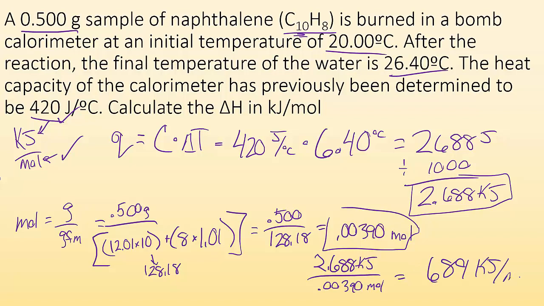And now my last question is, is that going to be a positive or a negative change? Well, I'm going to think about it this way. The temperature was at 20. It went up to 26.40. So if the temperature went up, that reaction released energy, so it has less energy, which means that it is a negative sign, and that is my final answer, negative 689 kilojoules per mole.